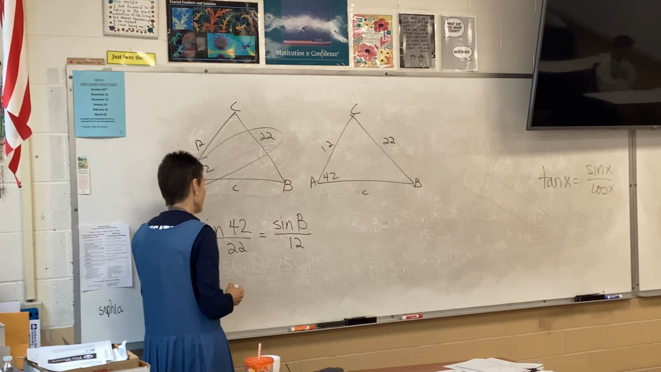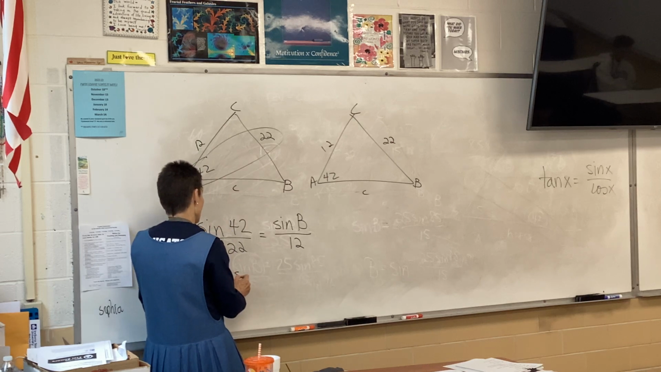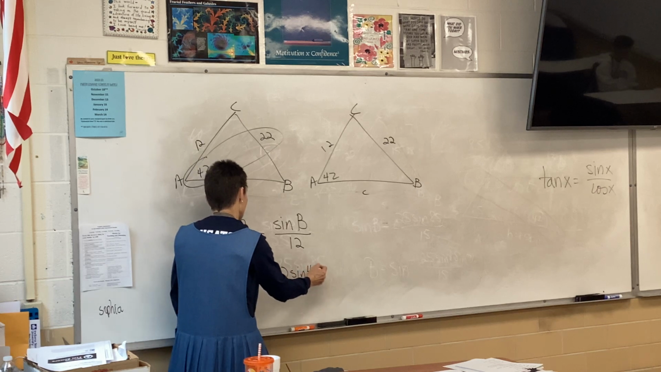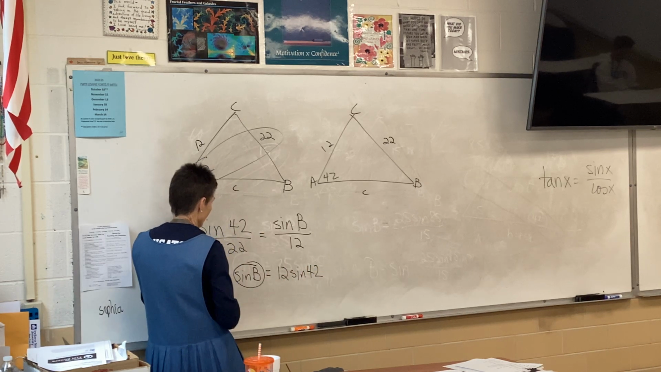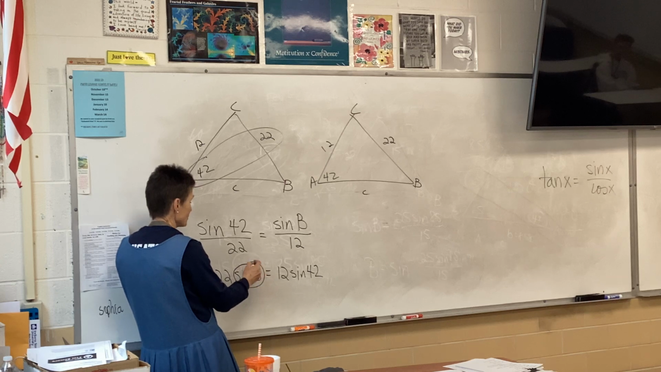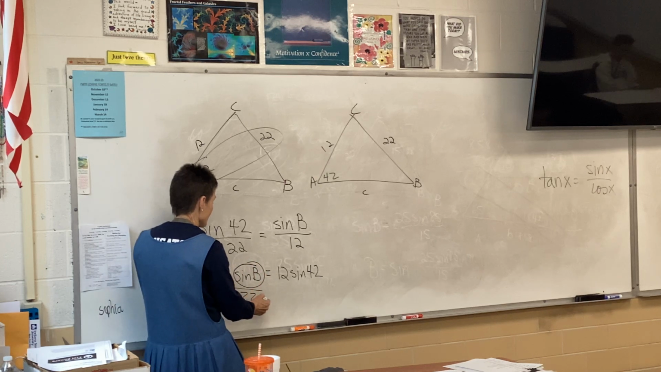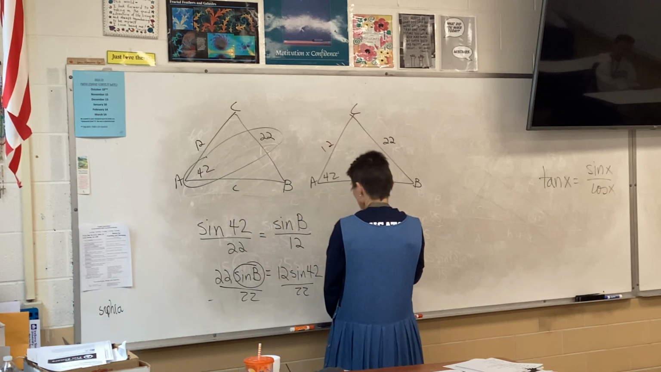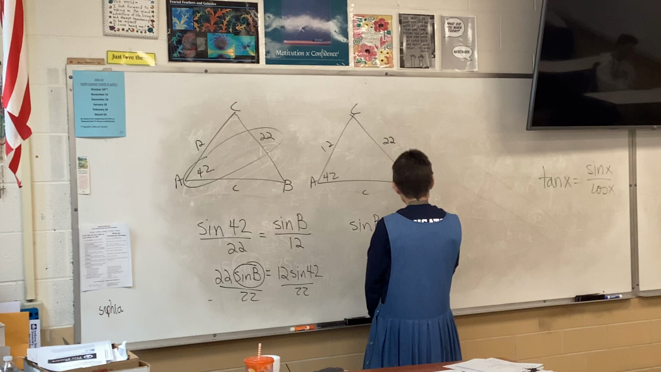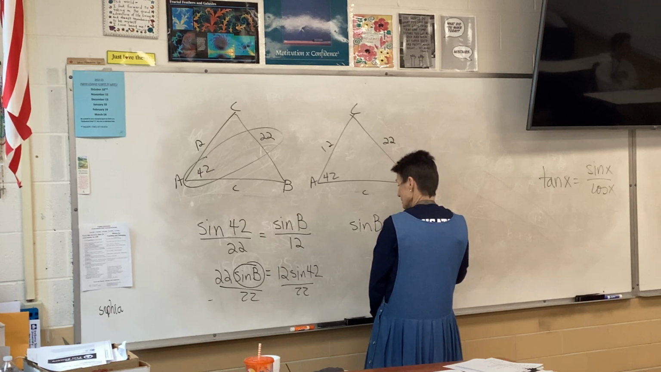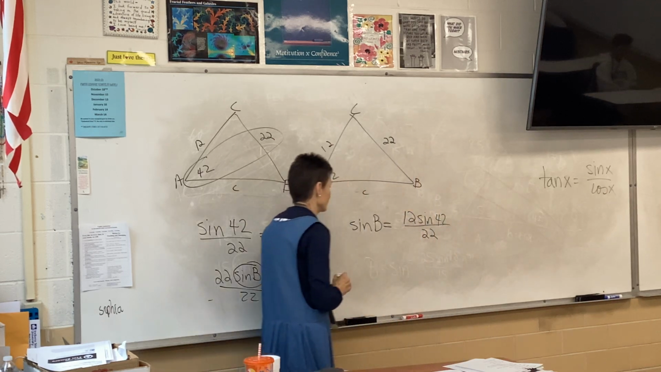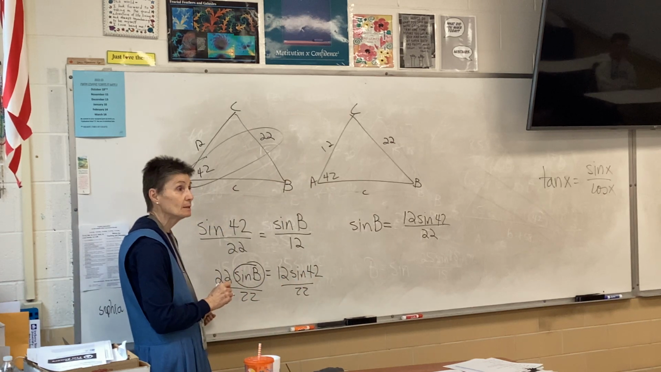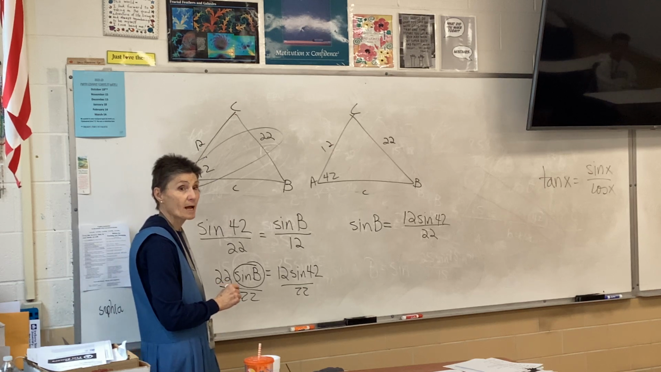Okay, so we cross multiply. You say this is another error. I don't think so, something's going crazy. Remember, sine B is your variable, so you're going to divide by 22. So sine B is 12 sine 42 divided by 22. Is everybody caught up? Am I going too fast? This one's not an error, good.